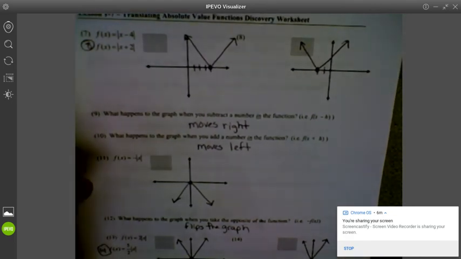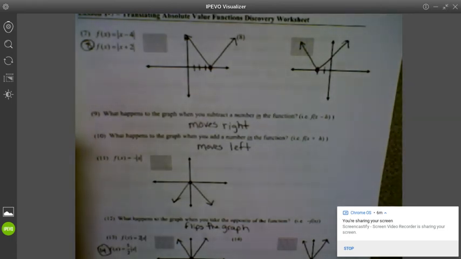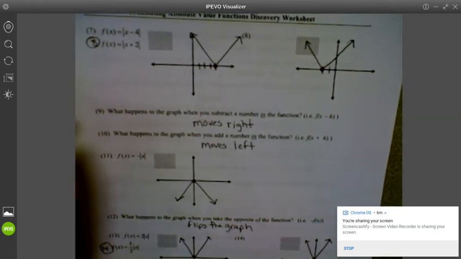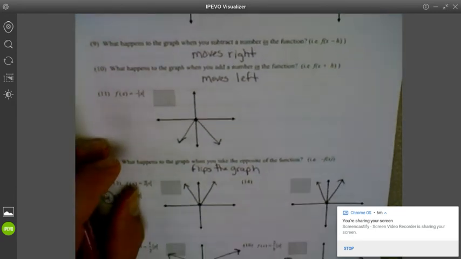What happens when you subtract a number inside of the function, so inside of the bars? It moves to the right. What happens when you add a number inside of the function? It moves to the left.